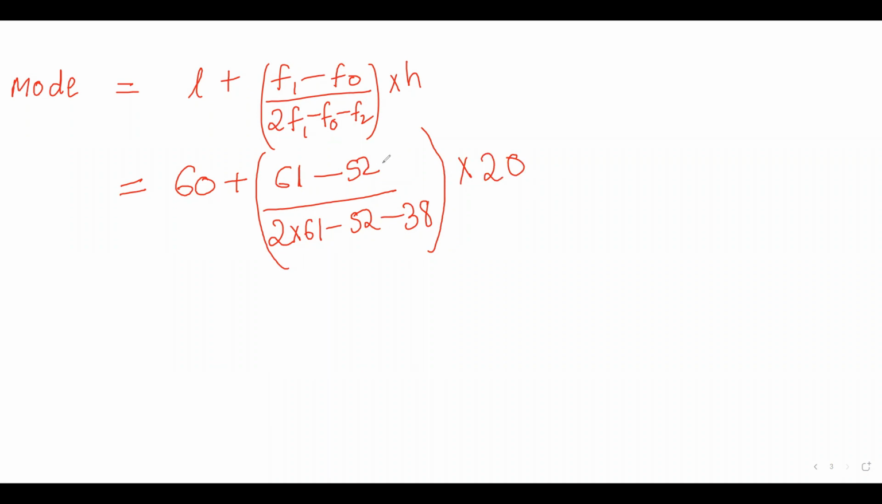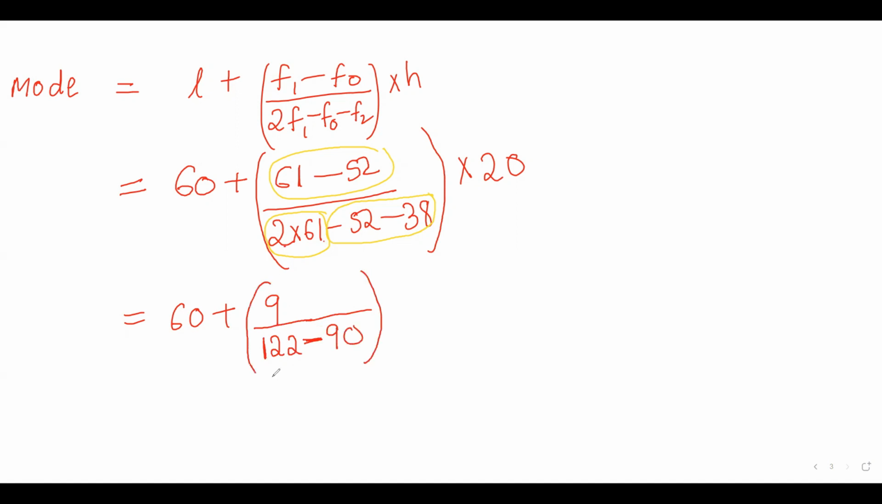Now after substituting, you should subtract these two and multiply these two. Subtracting 61 minus 52, I get 9. Multiply 2 into 61, 122. Then add 52 and 38 and put minus, since both are having minus. Simply add and put minus. How much? 90.